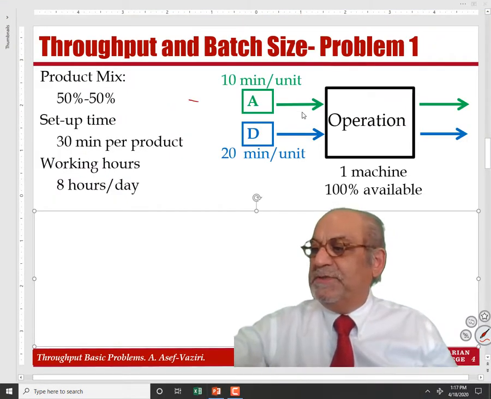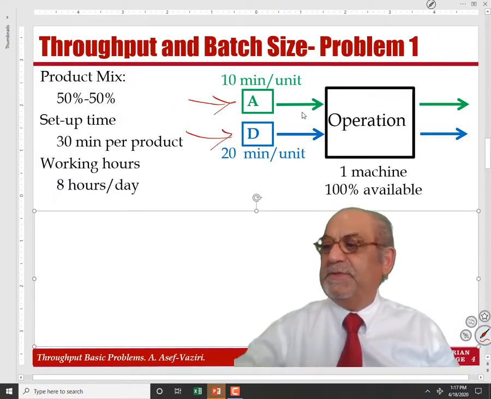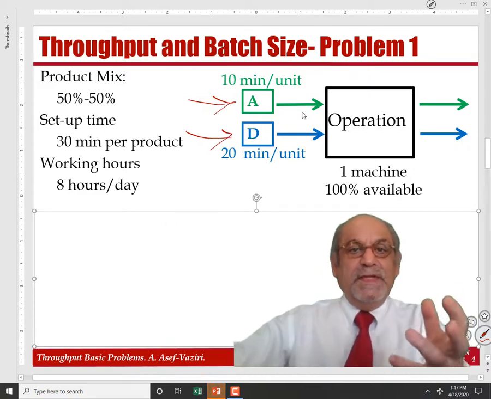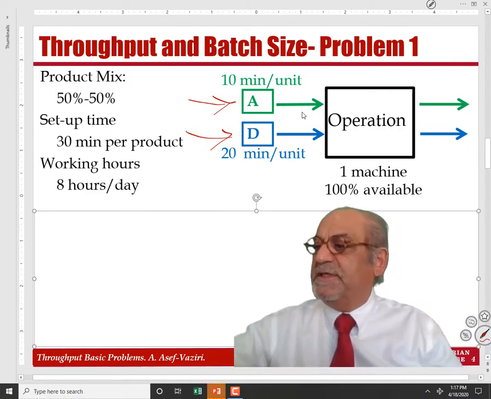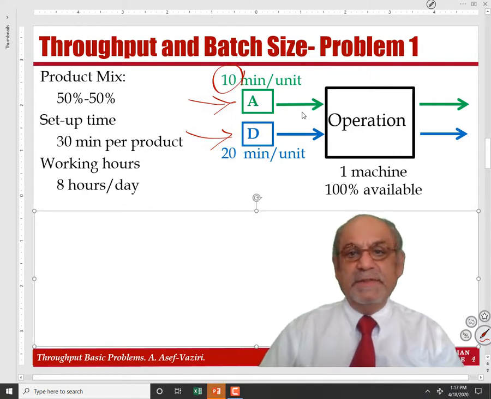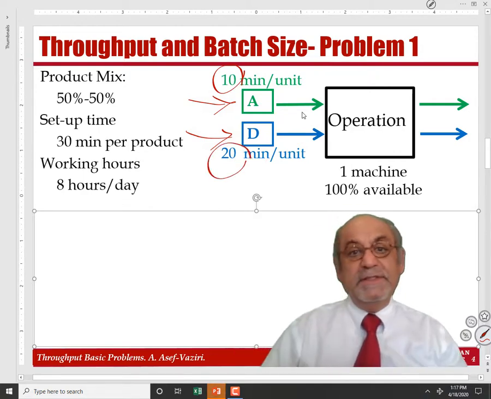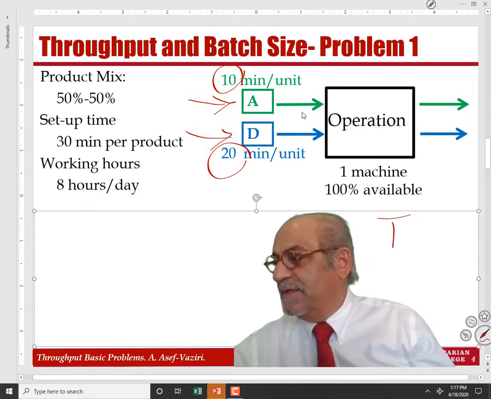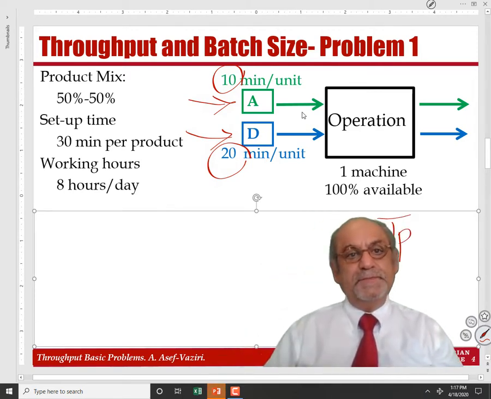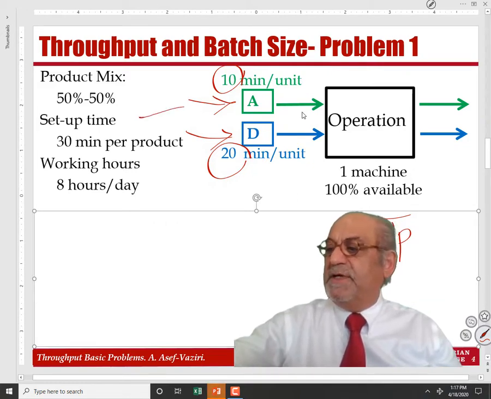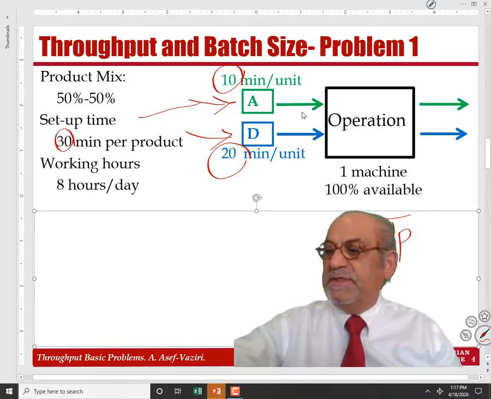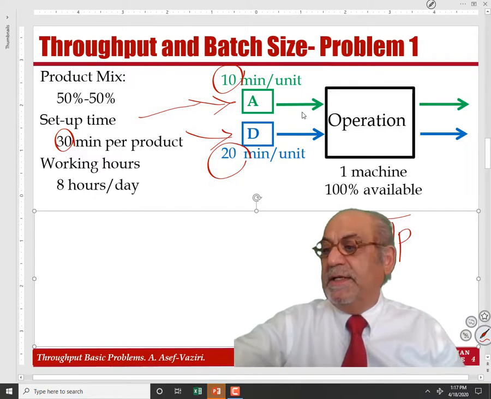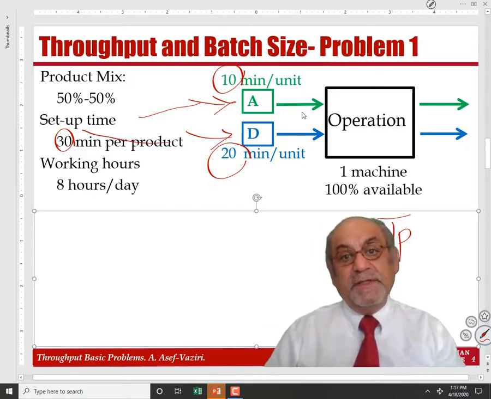So we are producing two products, product A and product D. We need the same number of these two products. Each unit of product A takes 10 minutes. Each unit of product D takes 20 minutes, and these are what we know as TP. Each time we set up for product A, we need to spend 30 minutes. Each time we set up for product D, again we need to spend 30 minutes. We work 8 hours per day.